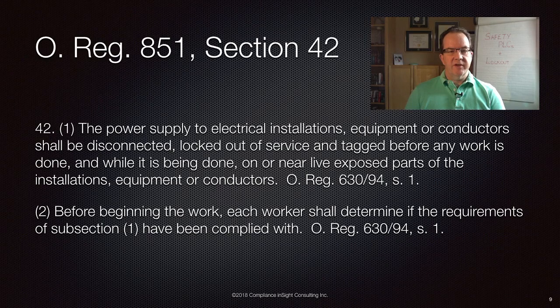Earlier I mentioned that Section 42 covers the requirements for electrical work, and as you can see, there is a requirement that electrical equipment is disconnected, locked out of service, and tagged before and during the work on the electrical equipment. But this really ultimately is where the requirement for disconnection comes from, and CSA Z460 backs this requirement up in a few places, starting out with the definition for lockout. So let's look at that.